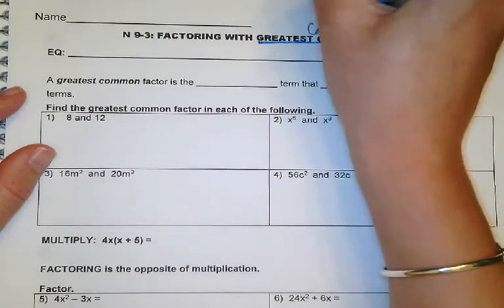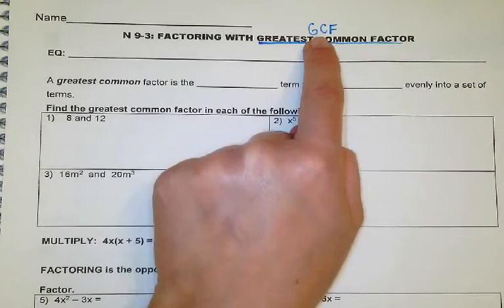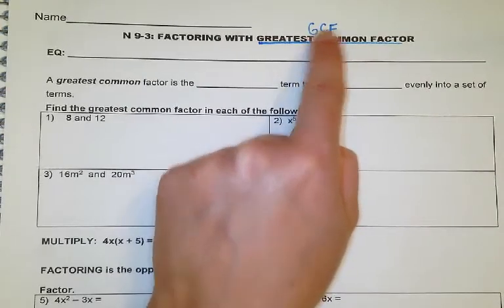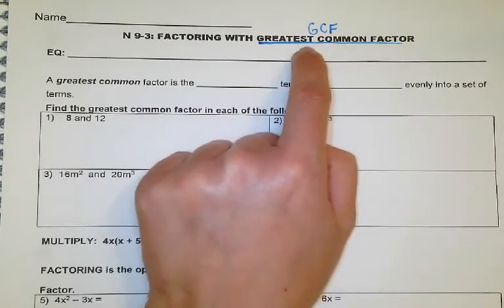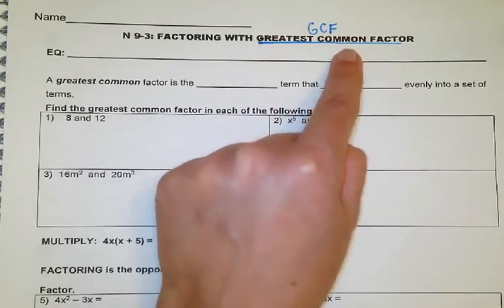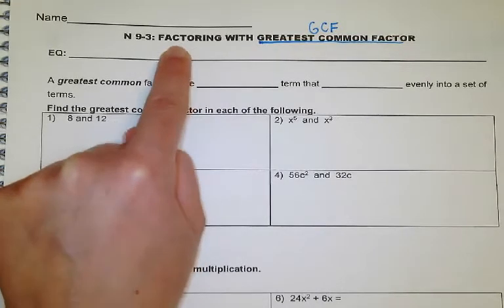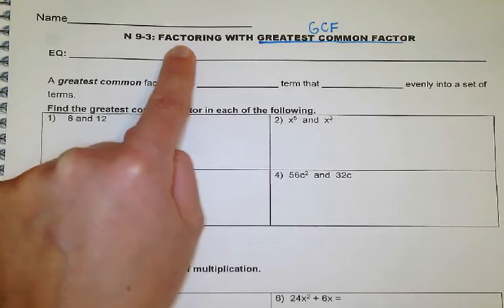You probably, or I know you did, talk about it back in even elementary school. You probably called it the GCF. And it's just the biggest number that can divide evenly into a set of numbers. So the next few weeks we're going to be working on factoring. And factoring is when we divide polynomials.